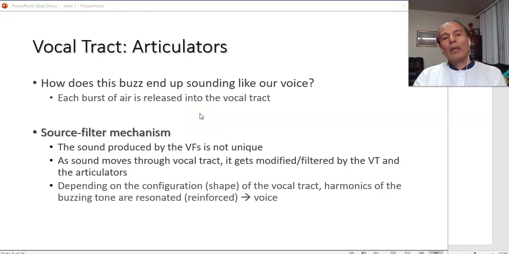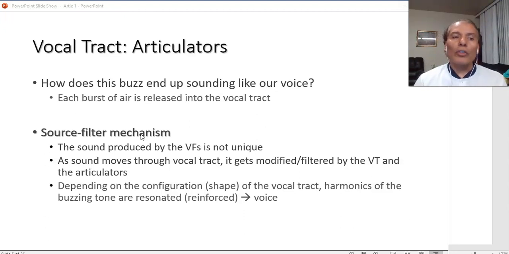The sounds, of course, that are produced in the vocal tract are unique. The theory that enables us to understand how the vocal tract filters sound is called the source filter theory, or the source filter mechanism. So what is that? What is the source filter mechanism?